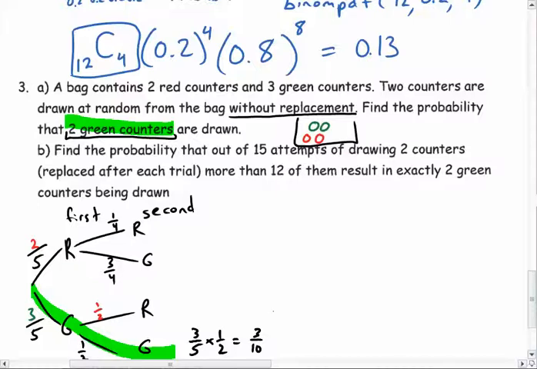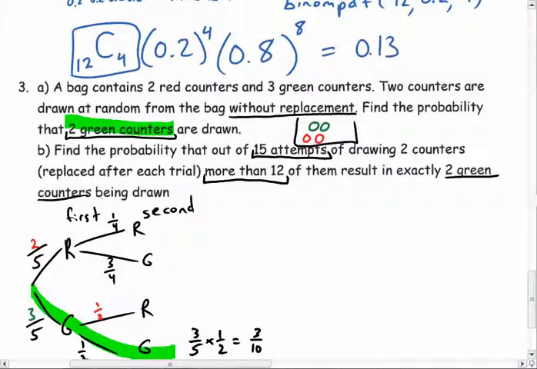So now we're going to repeat this experiment many, many, many times. And that's what makes it a binomial. So now we're going to take 15 trials. And each time we take out 2 counters, we'll put them back again. And we want to know what's the chance that in more than 12 of those trials we get exactly 2 green counters. So that sounds really complicated.